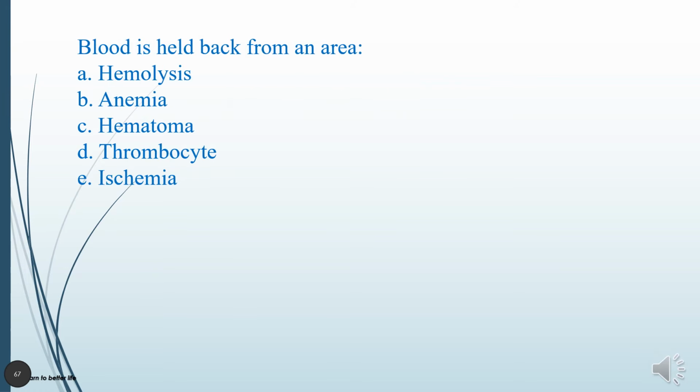Blood is held back from an area. A. Hemolysis. B. Anemia. C. Hematoma. D. Thrombocyte. E. Ischemia. The answer is E. Ischemia.